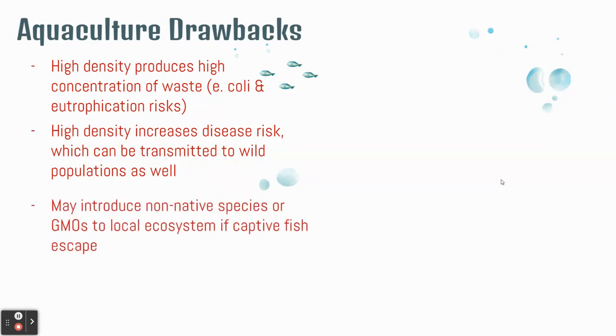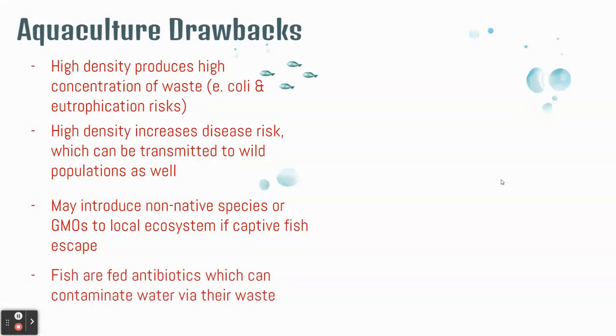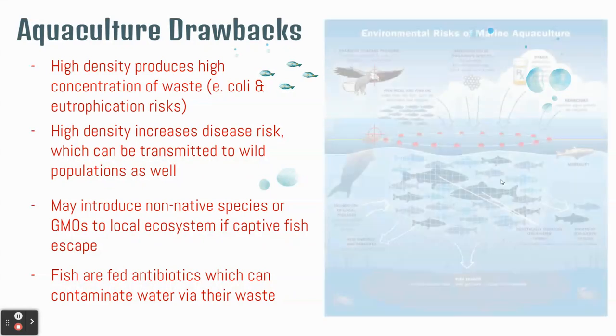And because they are growing in those native areas, if any escape, we can have some non native species or even genetically modified species getting introduced into a native population, breeding with the native population, and affecting that genetic diversity. And then, since they are in such a high density, to prevent disease spread and things like that, many fish farms do use antibiotics, which can contaminate water through the waste because those antibiotics are able to pass through the fish and enter the water source.